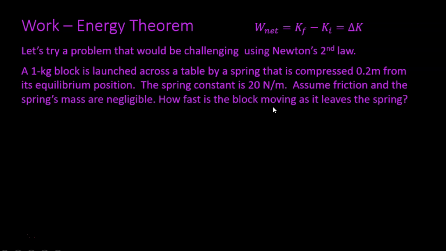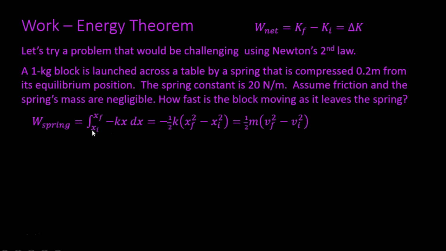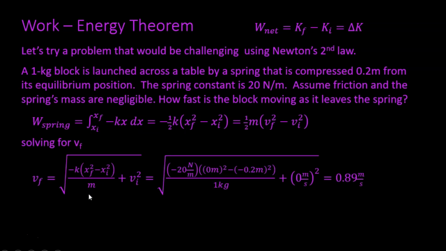The block will be leaving the spring when the spring reaches its equilibrium position. We have to use our integral form to calculate work because the force the spring exerts on the block is not constant across the displacement. We wind up with this equation, which we rearrange for the final velocity, and we plug in our displacements. Notice in this case the initial displacement was negative 0.2 meters because we're assuming that the spring was compressed to the left, which is the negative direction. The final position was when the spring was at its equilibrium length of 0 meters. We wind up with a velocity for the box of 0.89 meters per second.